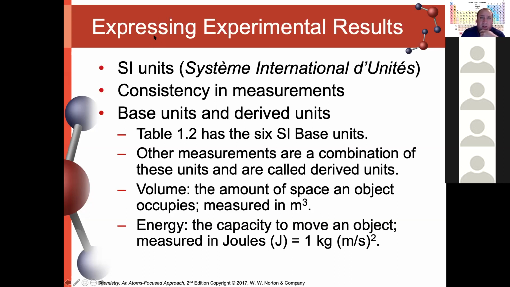So when it comes to experimental results and looking at things, the primary system that we use in the sciences is called the International System, the SI system. And the primary reason for this, now you may have heard of this system. It's commonly referred to as the metric system. It's not actually quite the same as the metric system, but how it's derived is essentially the same.